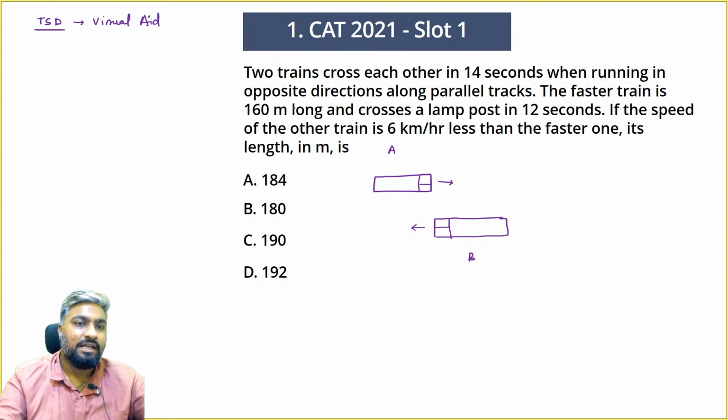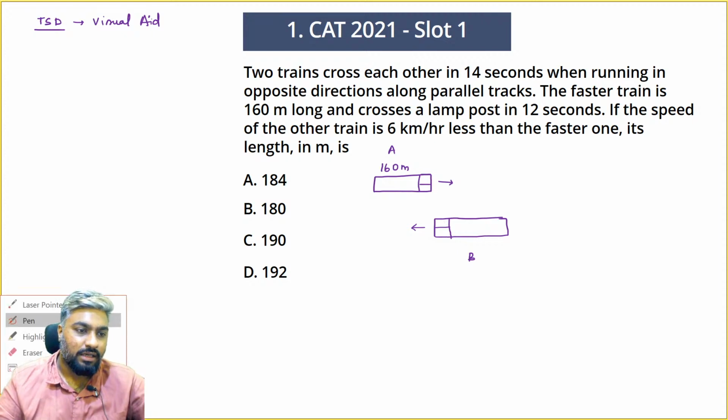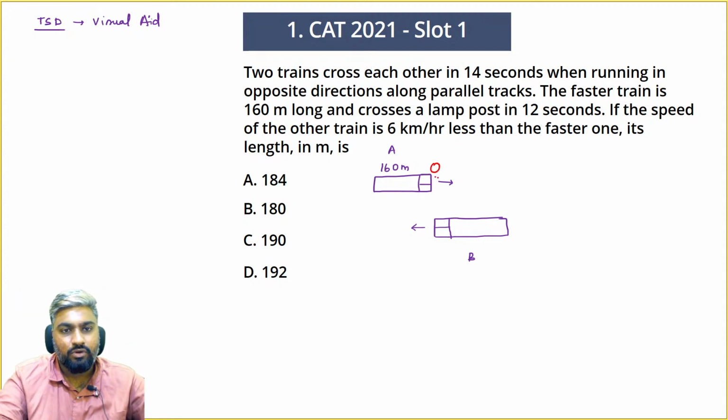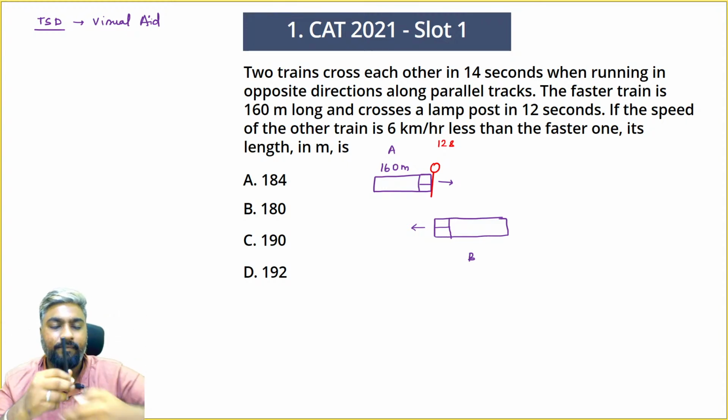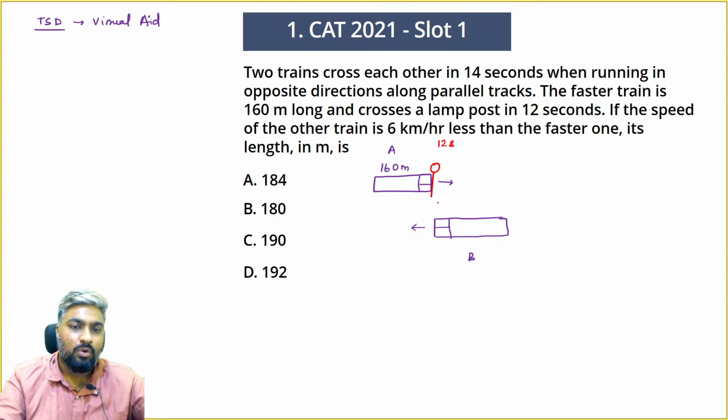The faster train is 160 meters long. Let's say A is the faster train, 160 meters long, and crosses a lamp post in 12 seconds. So what do we know? Train A moving in this direction will cross a lamppost in how many seconds? In 12 seconds. This way we know the length of A, and we know the time taken to cross itself, because if it's crossing a lamppost, it's crossing its own length, correct? So the time taken to cross its own length is also given. With this we can find out A's speed.